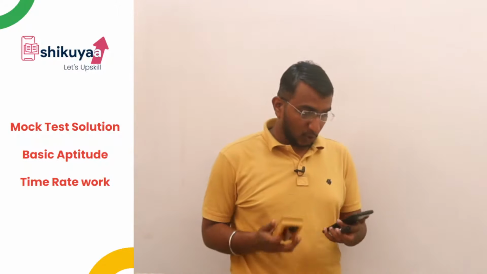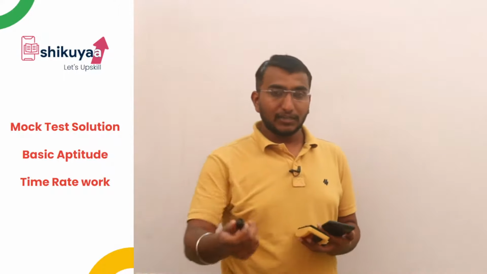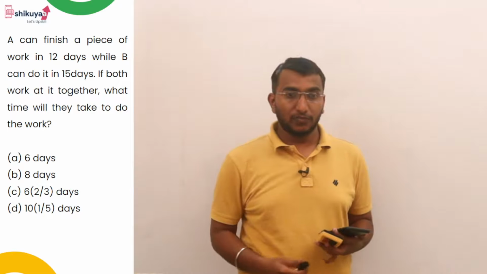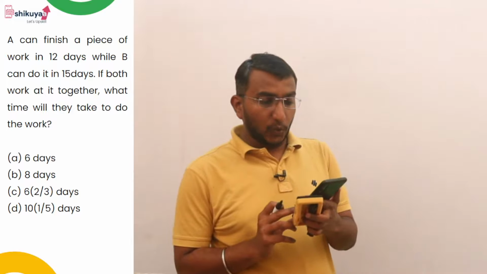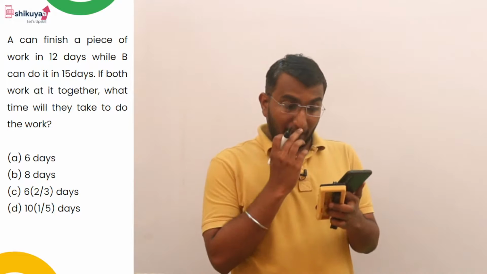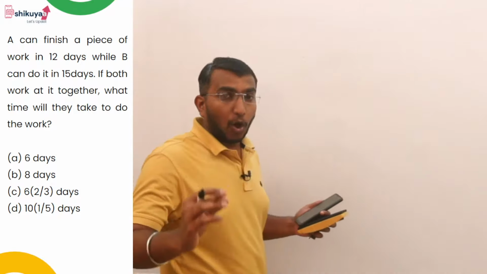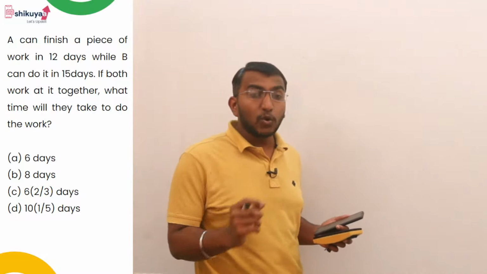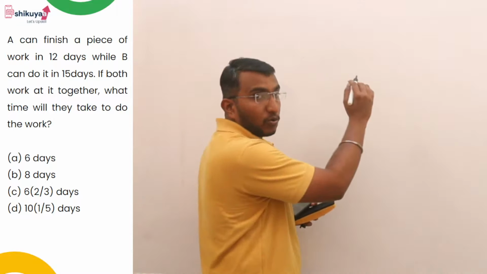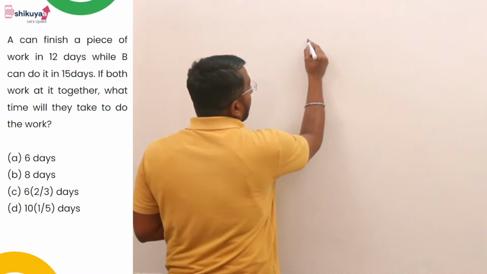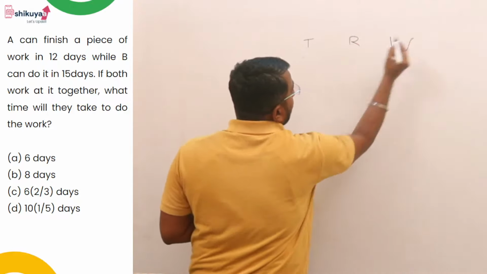Let's go to a problem and take an example of time, rate, work, and understand how the LCM method works. The first problem is in front of you. A can finish a piece of work in 12 days while B can do it in 15 days. If both work at it together, what time will they take to do the work? You have to draw a very simple table, and that is how you organize the data. Here it is time, here it is rate, and here it is work.